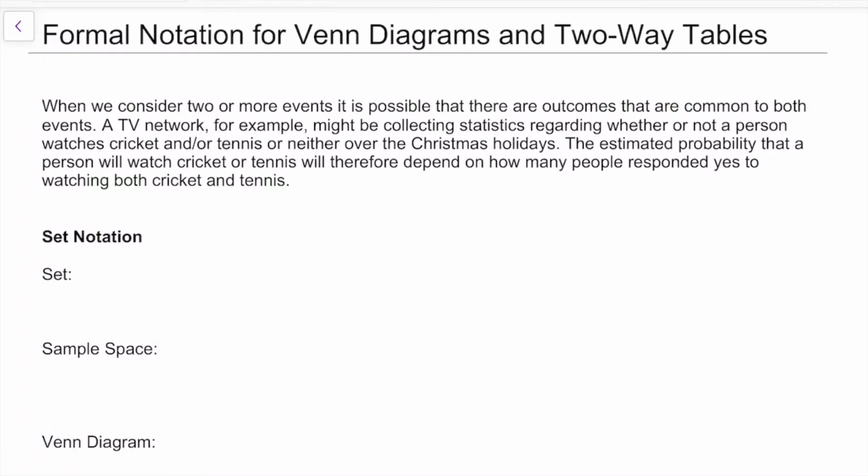This video is all about the formal notation used for Venn diagrams and two-way tables in probability. So in probability, we use these tools called Venn diagrams and two-way tables. These are just tools used to visually display or logically display information in terms of data and probability. To use the formal notation, we need to know a little bit about some language within it.